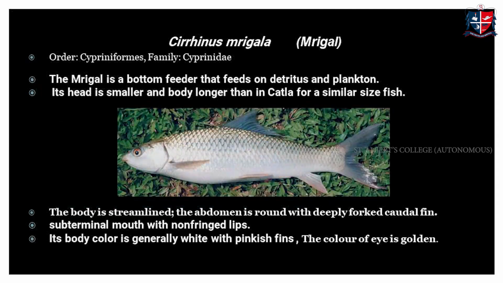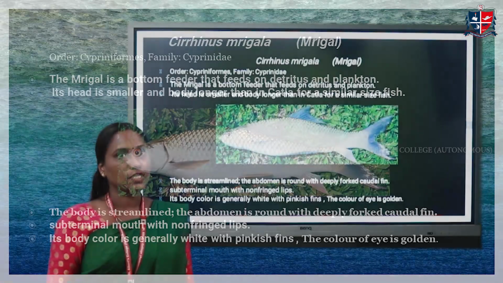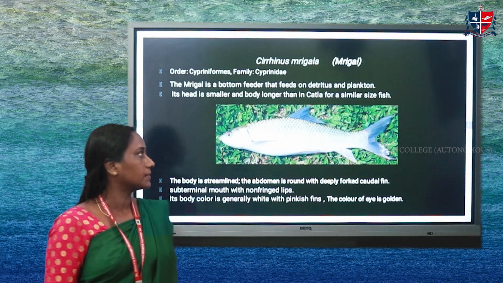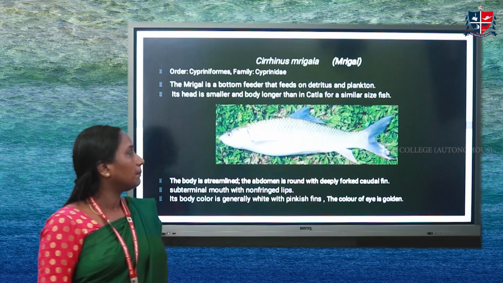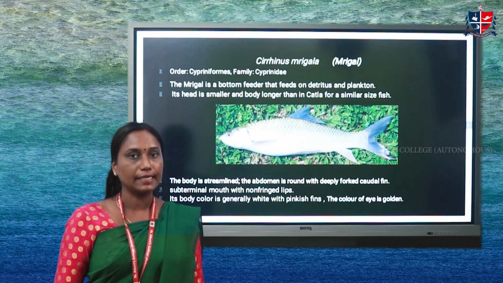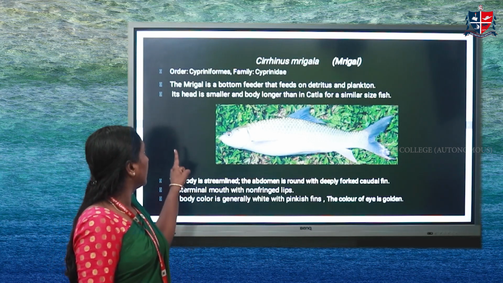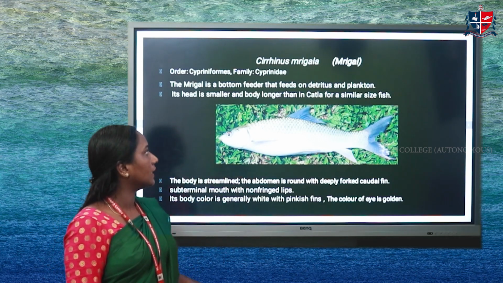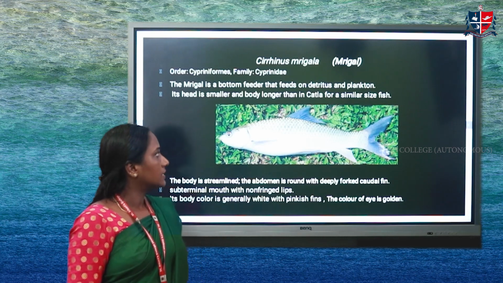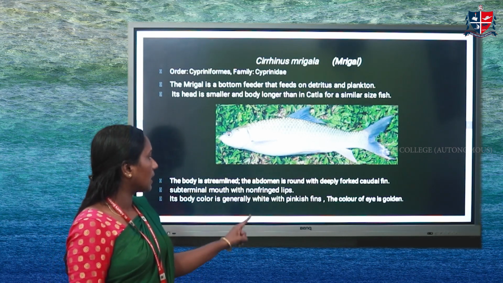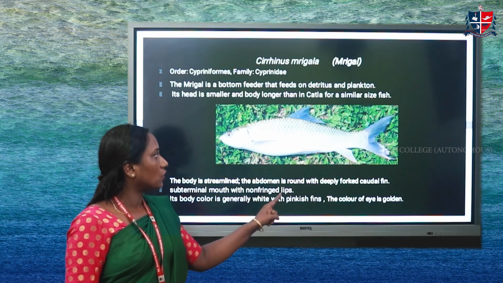The next Indian major carp is Cirrhinus cirrhosus. Its common name is Mrigal. This fish also comes under the family Cyprinidae and order Cypriniformes. The Mrigal is a bottom feeder and feeds on detritus at the bottom. The head is smaller and the body longer than in Katla for a similar size fish. The body is streamlined and the abdomen is rounded with a deeply forked caudal fin.